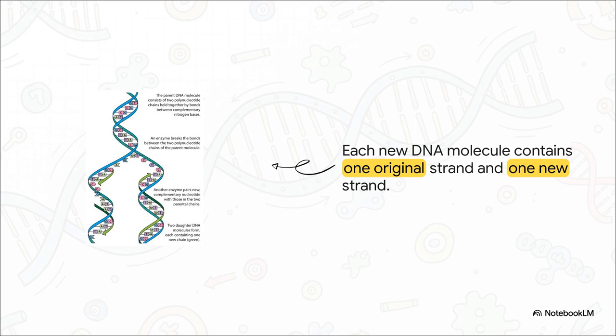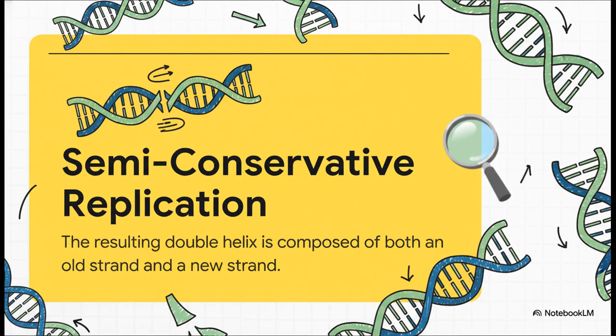You start with one parent DNA molecule. The two strands unzip, and then each of those original strands acts as a template to build a new partner. The end result? Two identical DNA molecules, and each one is made of half of the original parent. Half old, half new. And that's exactly why we call it semi-conservative, right?